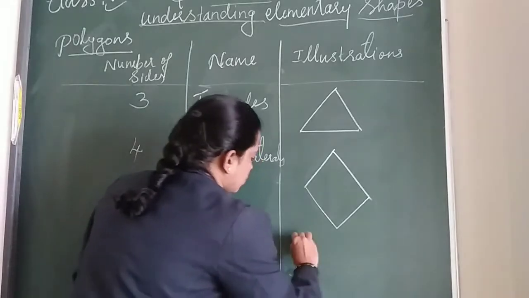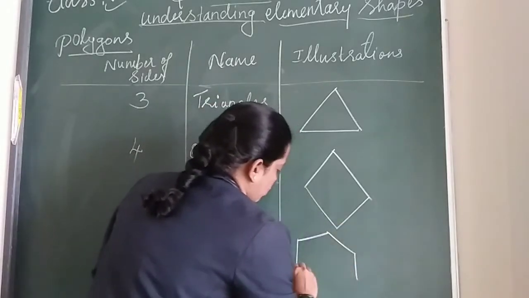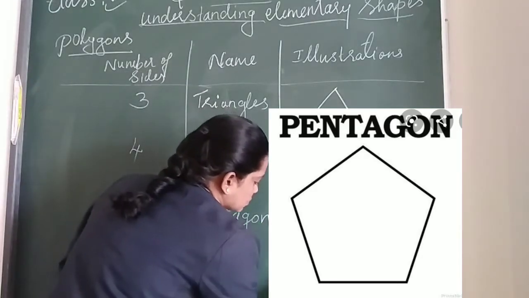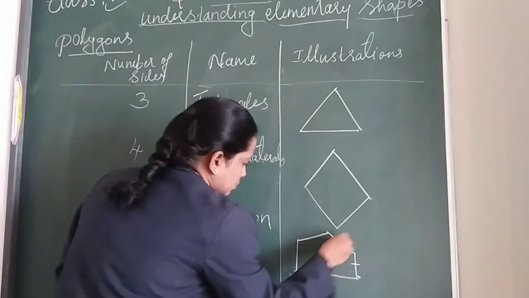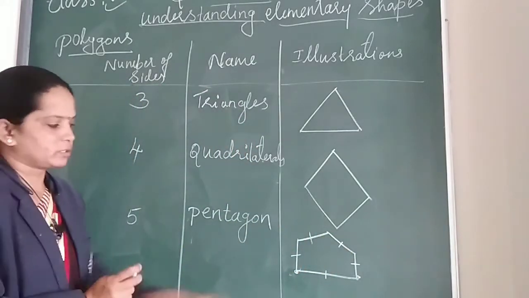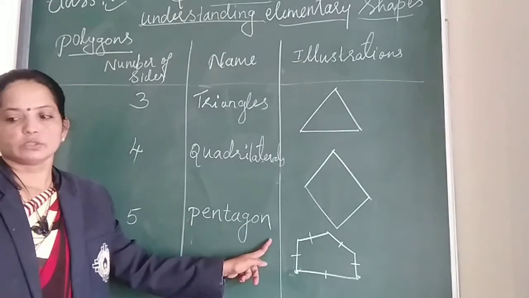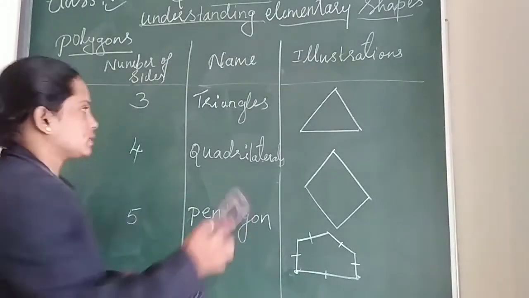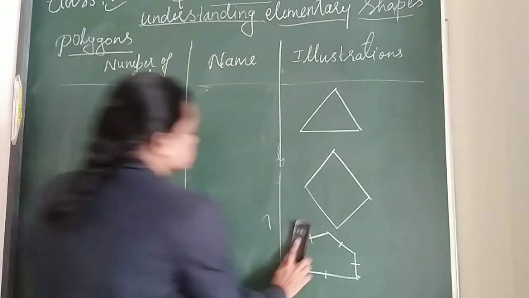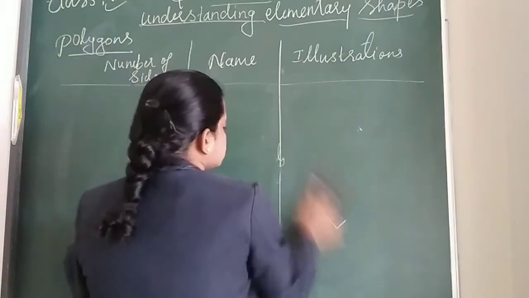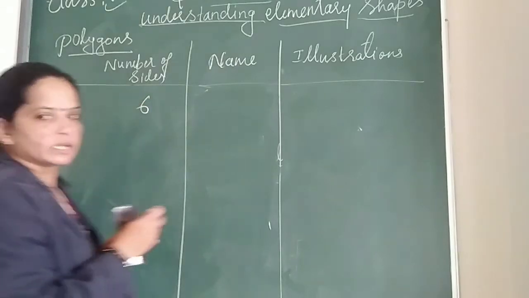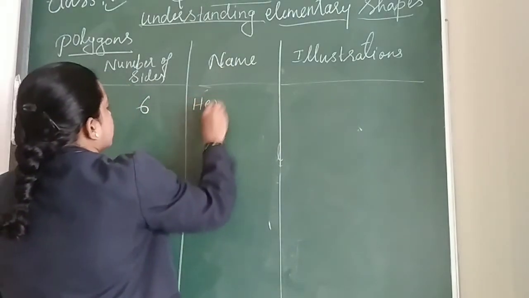Pentagon, a 5-sided polygon. You can observe here, this is 1 side, 2, 3, 4 and 5. So a 5-sided figure is called a pentagon. The next one, a 6-sided figure. What is a 6-sided figure called? It is named a hexagon. If the number of sides is 6, it is called a hexagon.